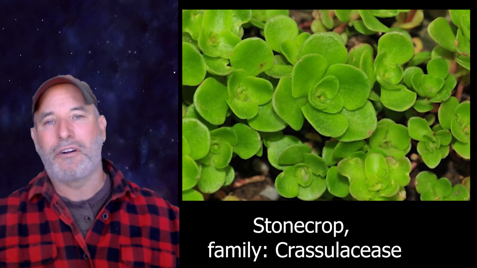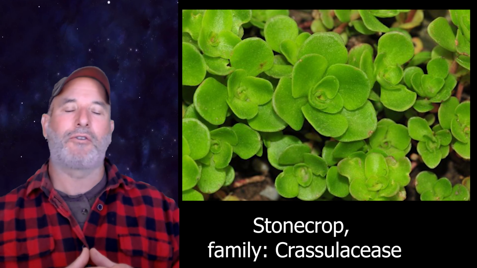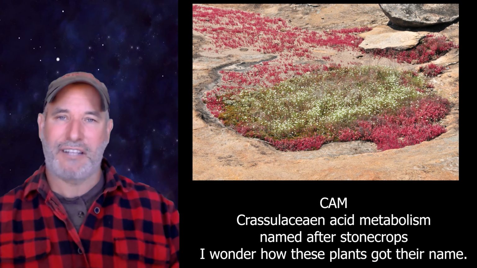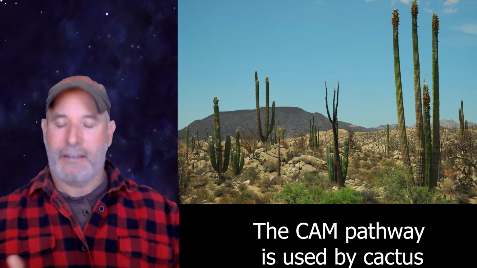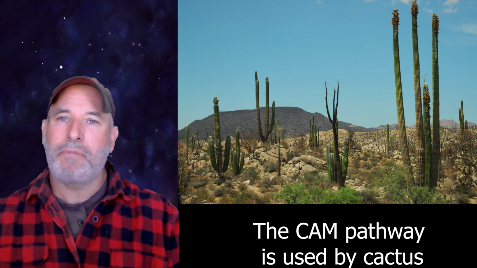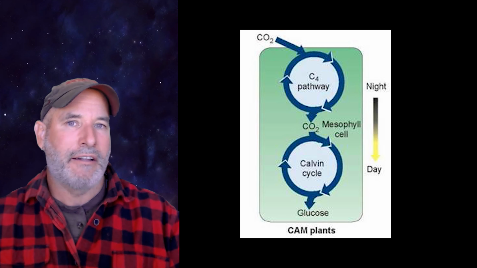Now, there's one other type of plant that we want to talk about. And this is a CAM plant. It stands for, let's see if I can say this right, crassulacean acid metabolism. Think cactus and pineapple and other types of succulents. What these plants do is they separate their initial carbon fixation in time.